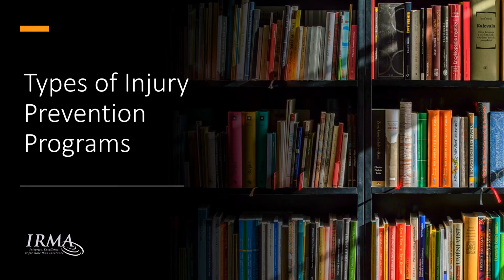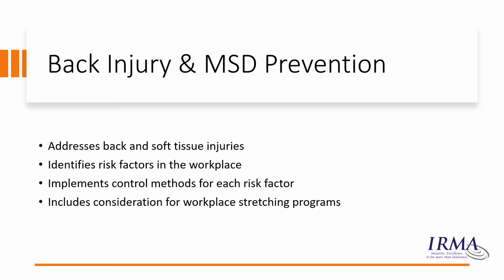A comprehensive workplace injury prevention program tackles all of these previously discussed exposures. They include back injury and MSD prevention programs. Again, the most severe type of injuries are those to the back and other soft tissues. A comprehensive back injury and MSD prevention program outlines common risk factors and best practice techniques effective in reducing employee exposure to back and MSD injuries.